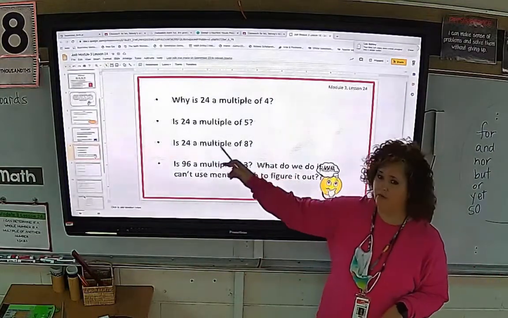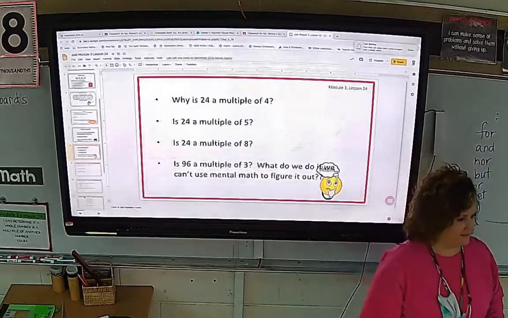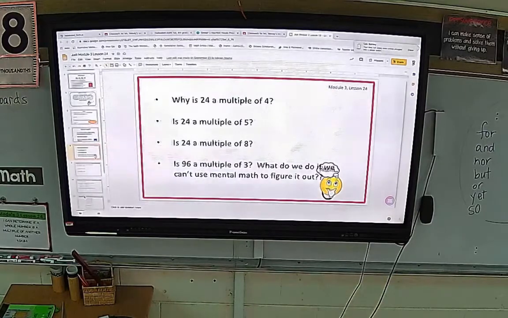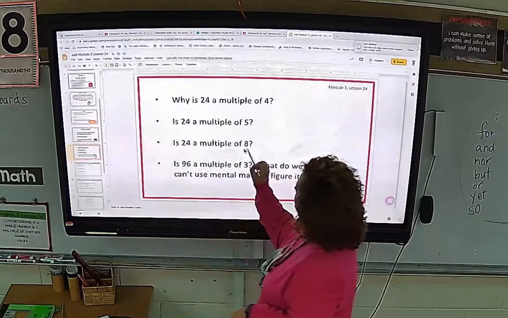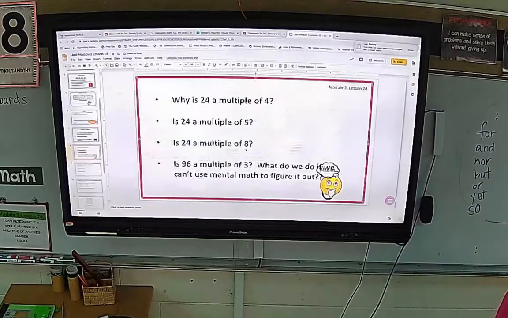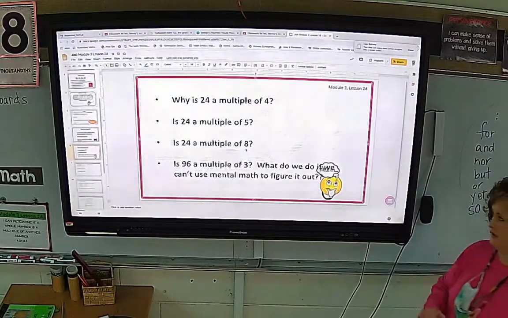Okay? Is 24 a multiple of 8? Yes. When I count by 8s, am I going to land on 24? Yes. I am when I skip count, but what else? What can you tell me about multiplication with 8 and 24? Think about that. 8 and 24. It's like a fact family. What can you tell me? 8 times 3 is 24. So anything that you multiply by that number is going to give you a product that you're going to land on when you skip count, isn't it?